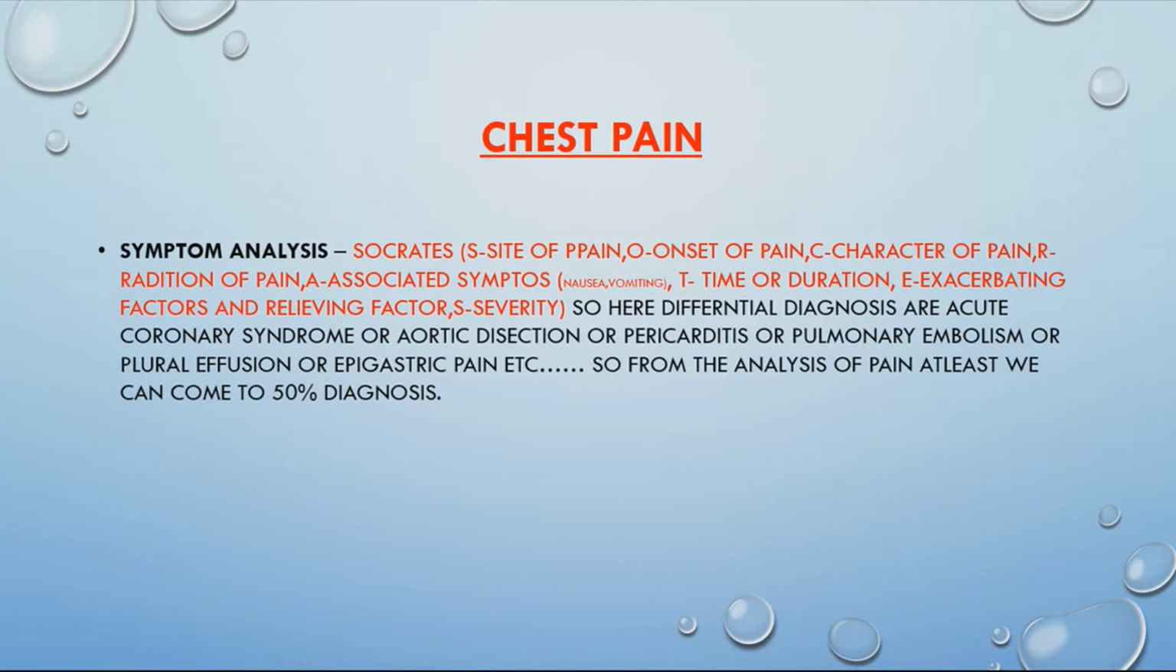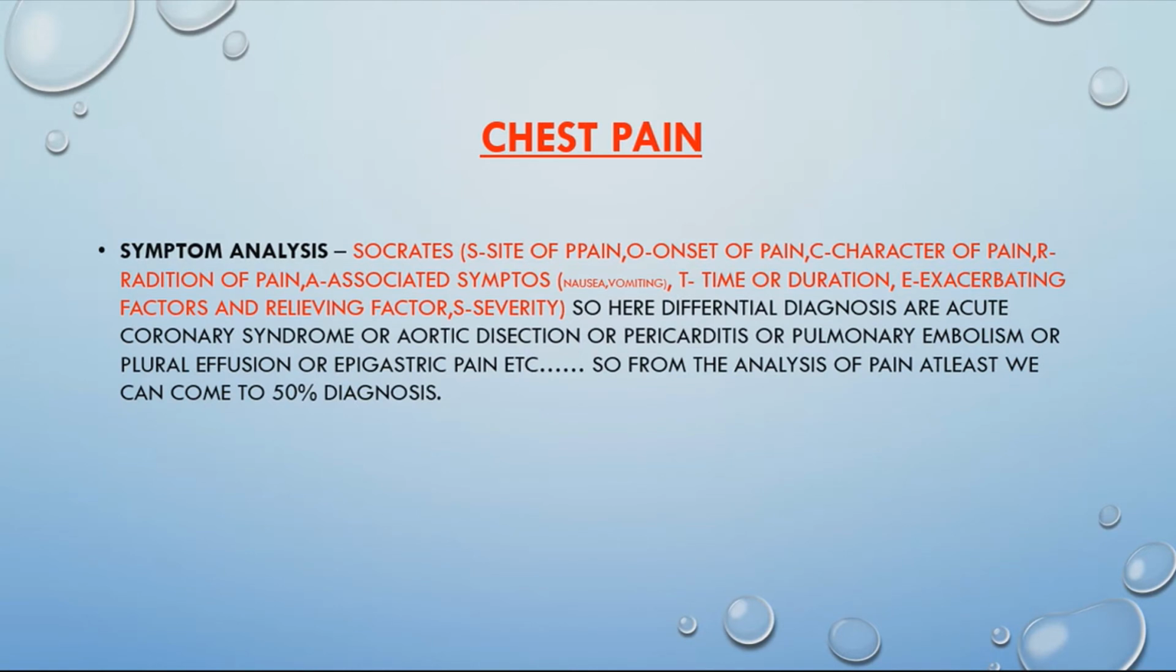So the differential diagnosis in case of chest pain may be due to acute coronary syndrome, aortic dissection, pericarditis, pulmonary embolism, pleural effusion, or epigastric pain.